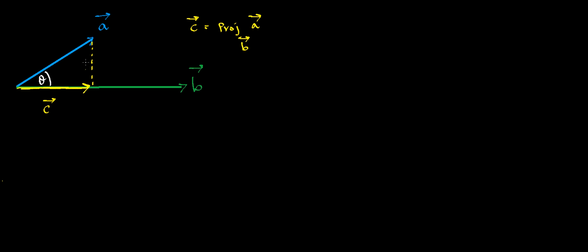And you can think of it as the shadow of vector A created on the line created by vector B. So if there was a line created by vector B, the projection of A onto B is this shadow over here. So how can we find vector C?